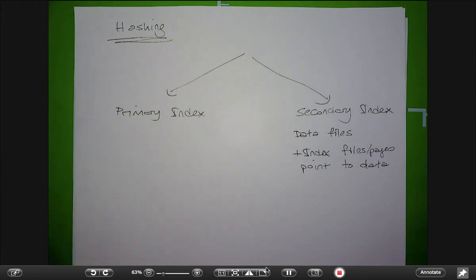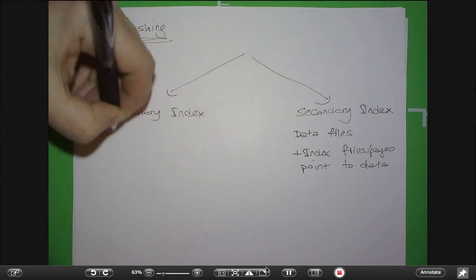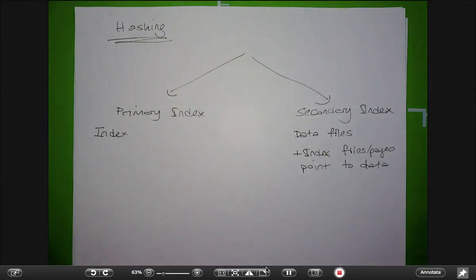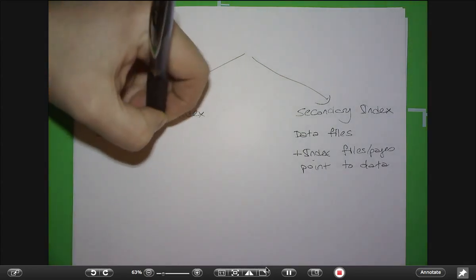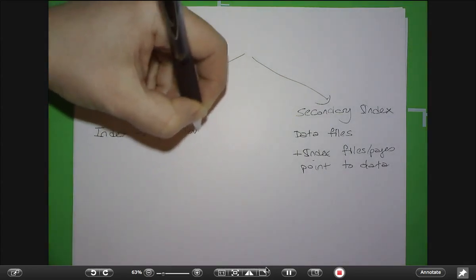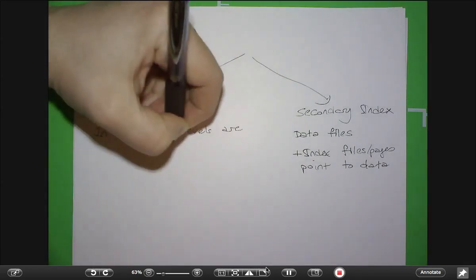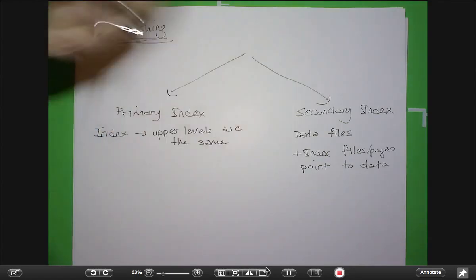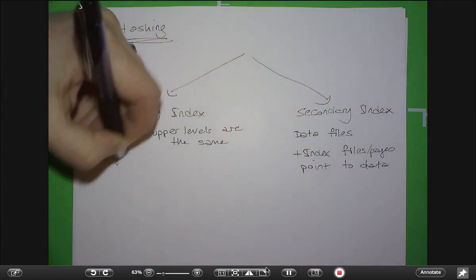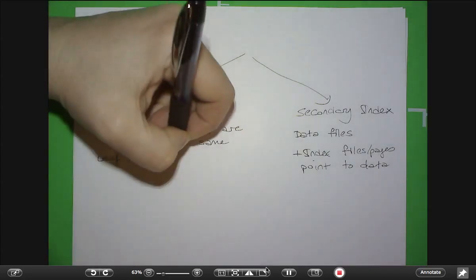In the primary index, you have an index. In the upper level, it basically points to lower levels, right? So upper levels are the same. But at the leaf level, you actually store the data.